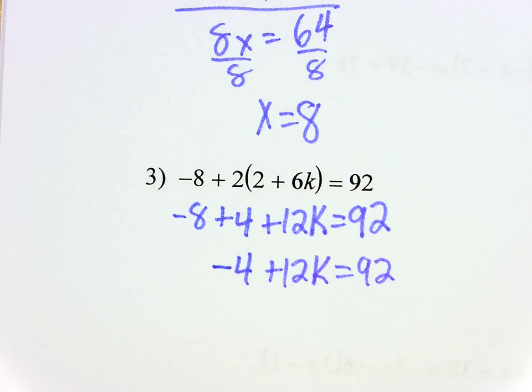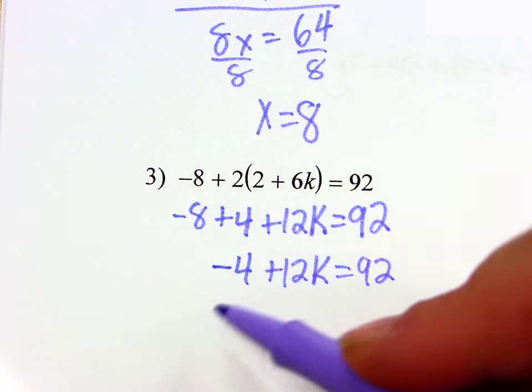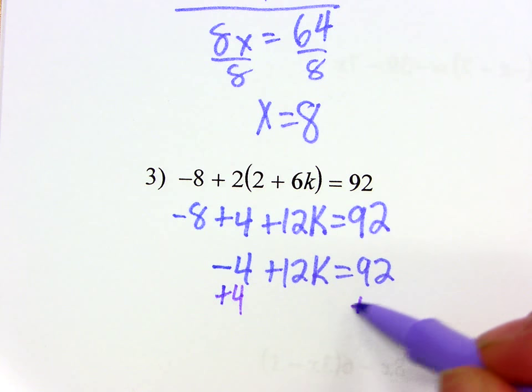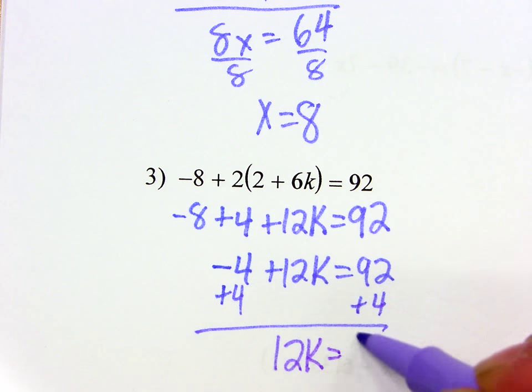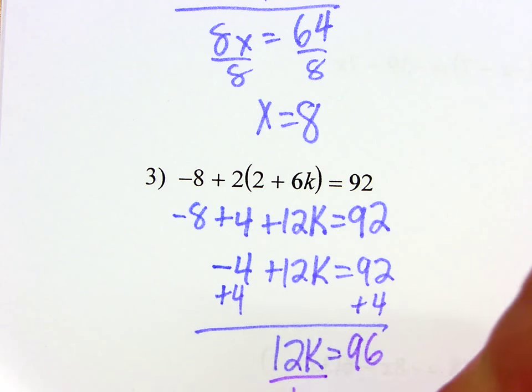And now go ahead and, what would you do? Add 4 to both sides. Very nice. So I have 12k equals 96. Divide both sides by 12. 96 divided by 12 just so happens to be, if you know it, or if you can reduce it, 8.